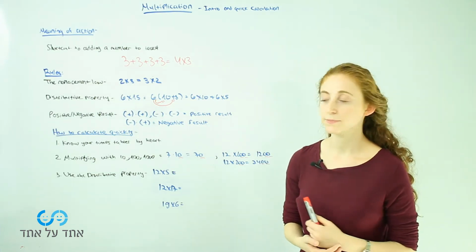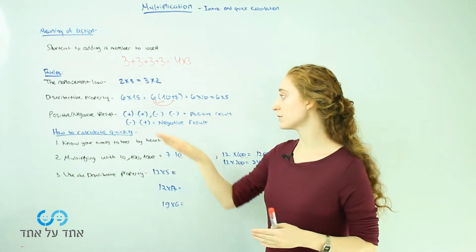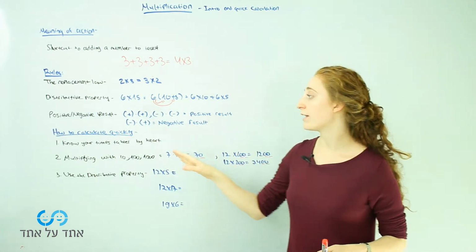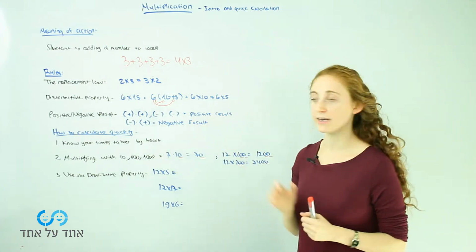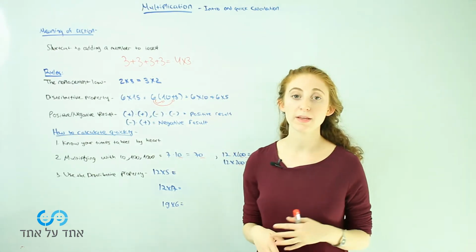Next is positive or negative results. So a plus times a plus and a minus times a minus will always give you a positive result. And if you have a minus times a plus, so if there's only one minus, it'll stay a negative result. So those are the rules. Let's talk about how we can calculate quickly.